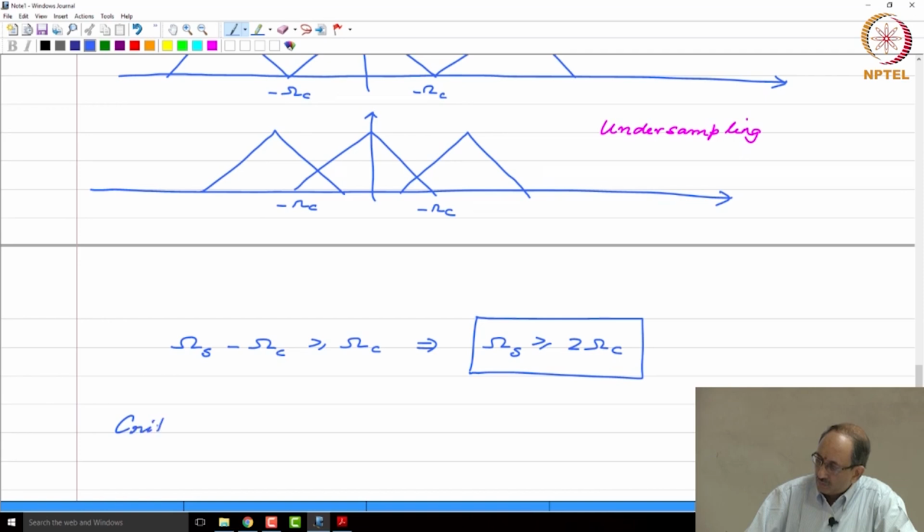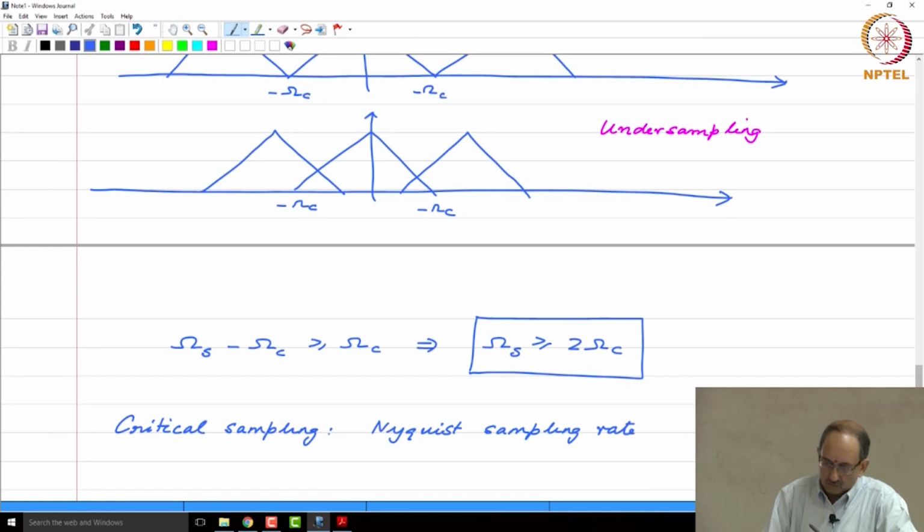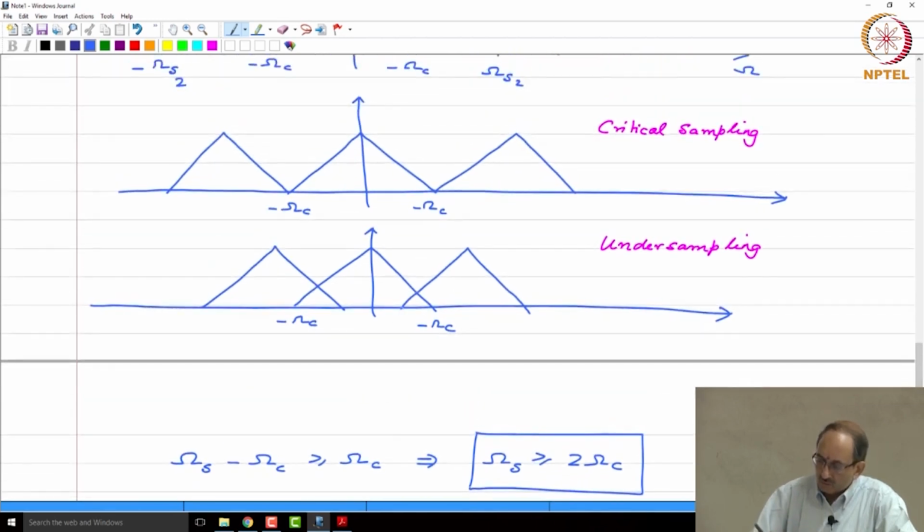Therefore, this is critical sampling, and when you satisfy the theorem such that these two repetitions just about abut each other but do not overlap, that particular sampling frequency is called the Nyquist sampling rate. And then this also you must have heard.